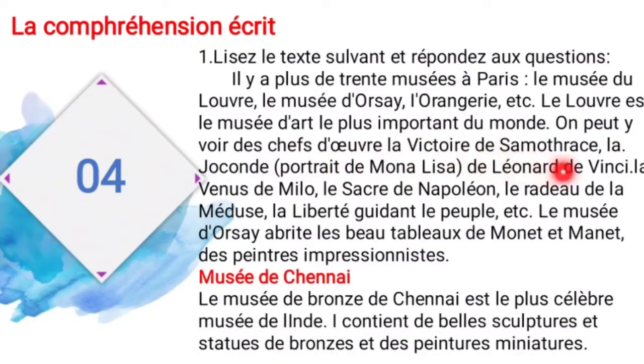la Victoire de Samothrace, la Joconde, that is the portrait Mona Lisa by Leonardo da Vinci, and la Vénus de Milo, and le Sacre de Napoléon, and le Radeau de la Méduse, and la Liberté guidant le peuple, etc. So we can see there are many masterpieces. So what are the masterpieces? La Victoire de Samothrace, and La Joconde, Leonardo da Vinci, and La Vénus de Milo, and Le Sacre de Napoléon, and Le Radeau de la Méduse, and La Liberté guidant le peuple. These are the masterpieces in that museum.